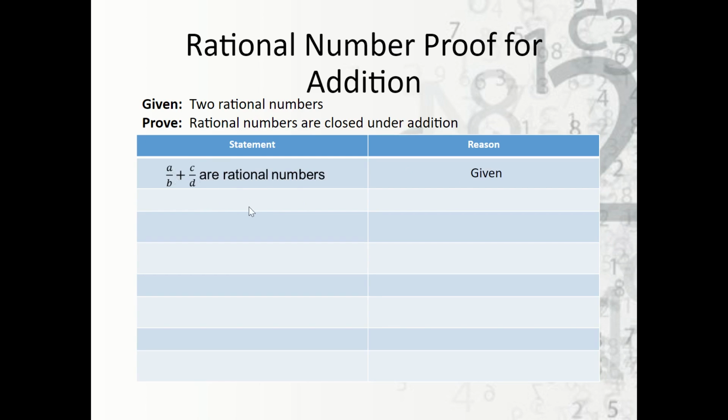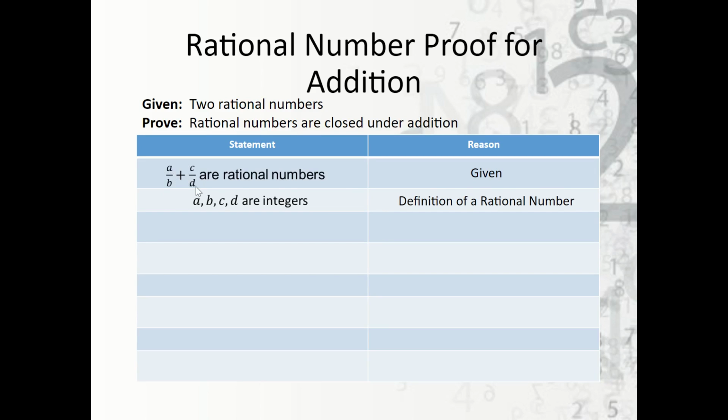Now we should note that a, b, c, and d are all integers, and we know that because of the definition of a rational number, right? Because these are rational numbers, that means that each of these has to be an integer. Now from that, we need to decide how we can actually add these together. How can we add a over b plus c over d?